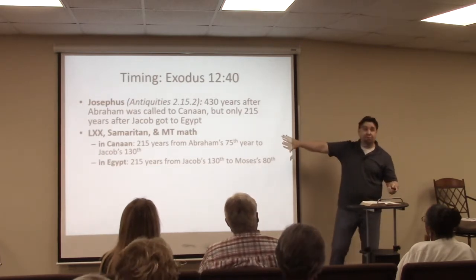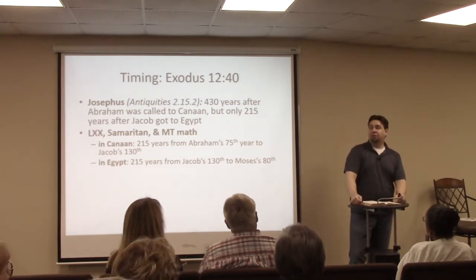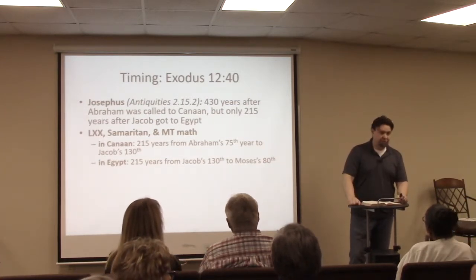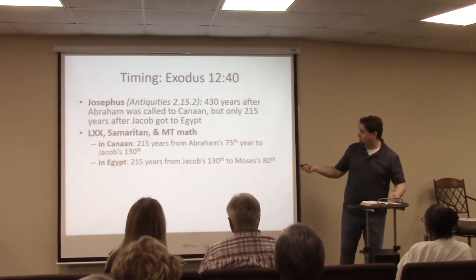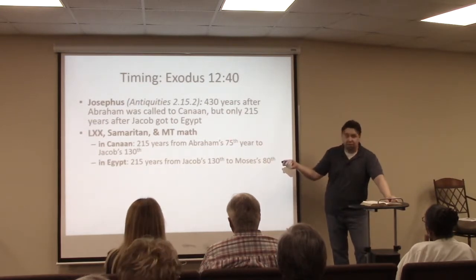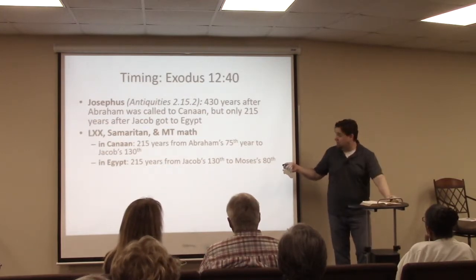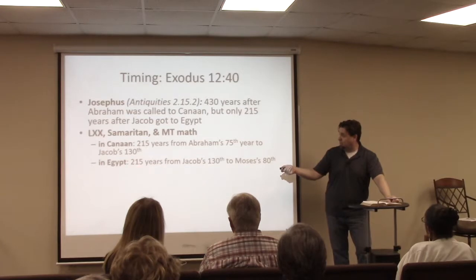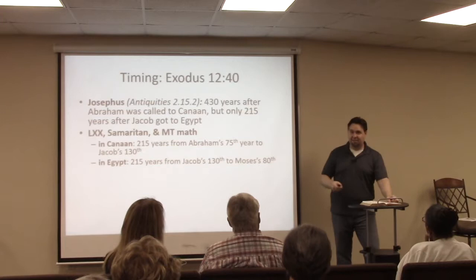But the math of all of them, whether you read the Masoretic text or the Septuagint or the Samaritan, or if you could get a hold of whatever Eusebius was looking at, counts the same. It's 215 years from Abraham's 75th year, using the Masoretic numbers, to Jacob's 130th year. Jacob was 130 when he went to Egypt. So that starts the time in Egypt. So that was 215 years. And in Egypt, it's 215 years from Jacob's 130th year to Moses' 80th year when they leave.